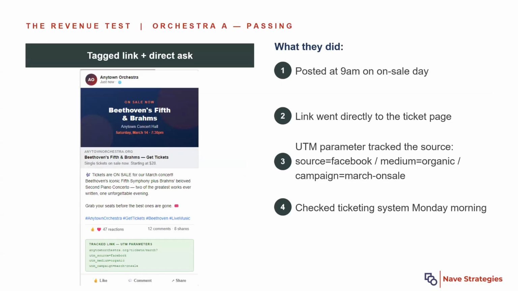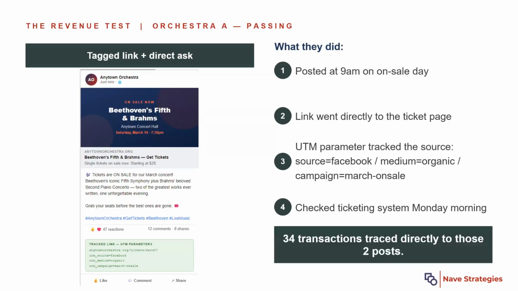An orchestra puts their single ticket on sale date on a Saturday morning. They post on Instagram and Facebook at 9 a.m. with a direct link to the ticket page, not the home page, the ticket page. That link has a UTM parameter on it. Source equals Facebook, medium equals organic, campaign equals March-on sale. By Monday morning, they check their Google Analytics and see that 34 transactions came through that link.